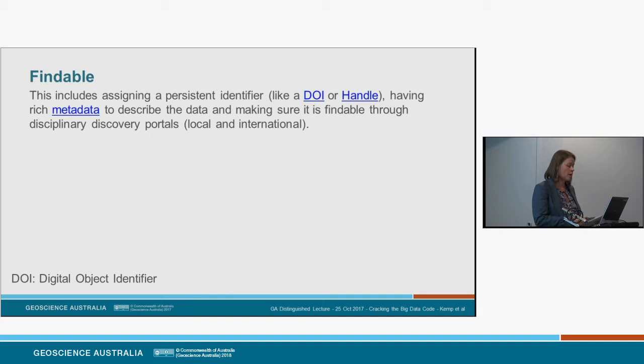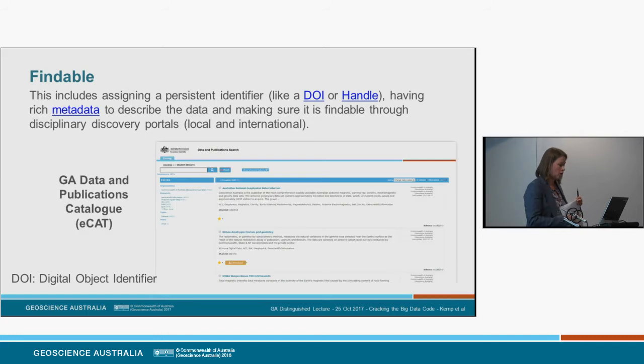Findable means that we need to make sure our data is findable. That means it has to have rich metadata. It has to have a handle or digital object identifier, a persistent identifier via the internet. So we have GA data publications and the catalogue, or ECAT, and here's a screen capture. We can see we have various keywords, we can search through the metadata. It's only as good as the rich metadata within it though.